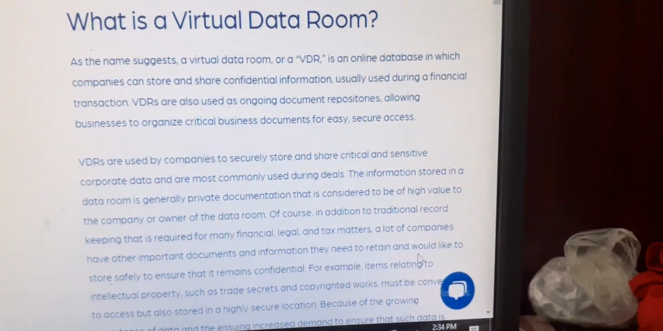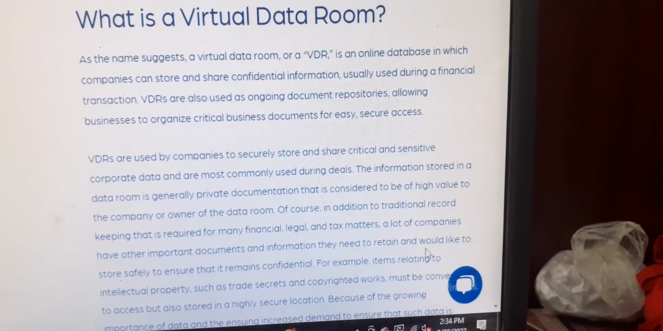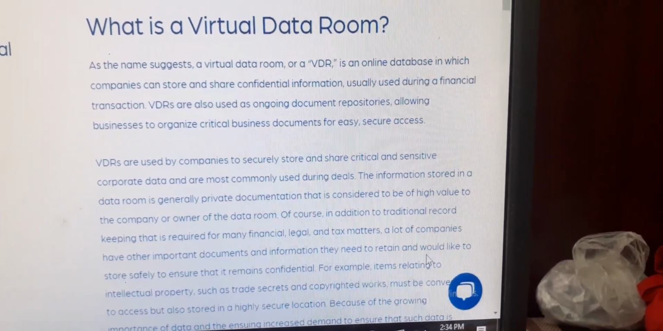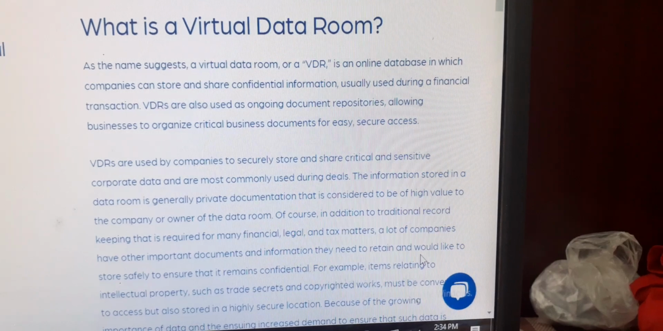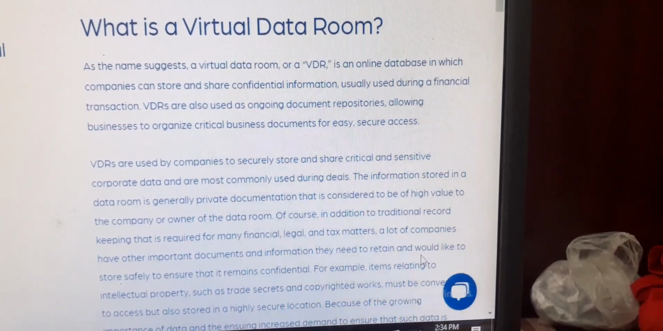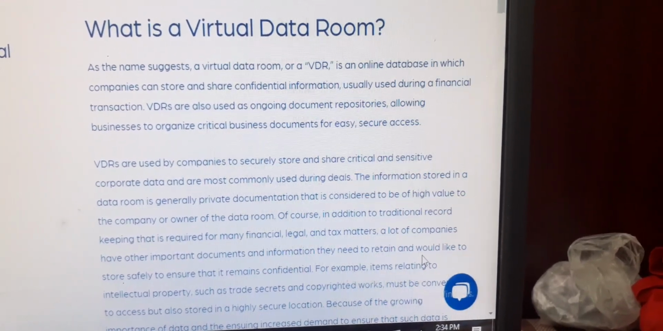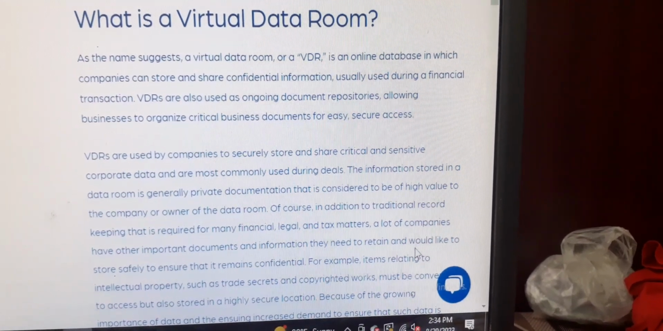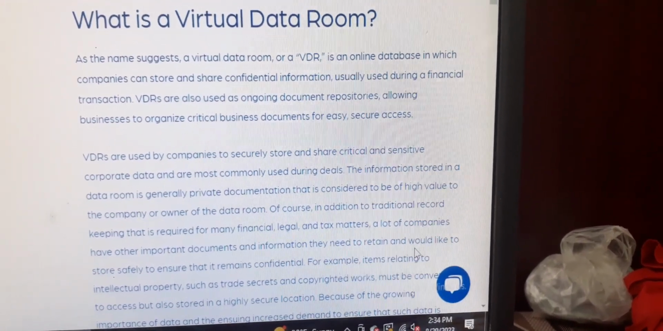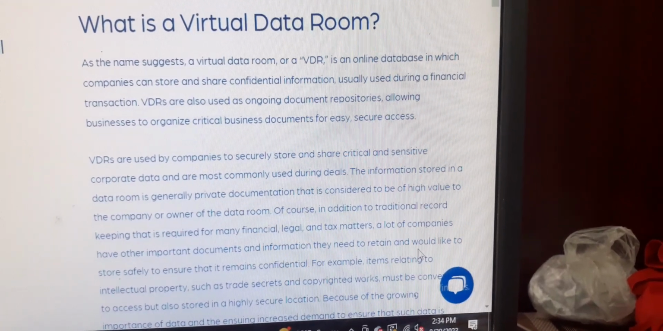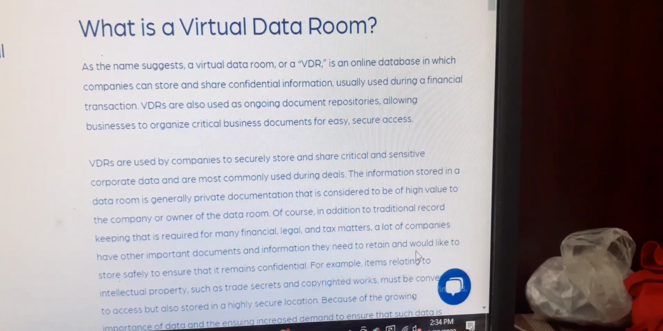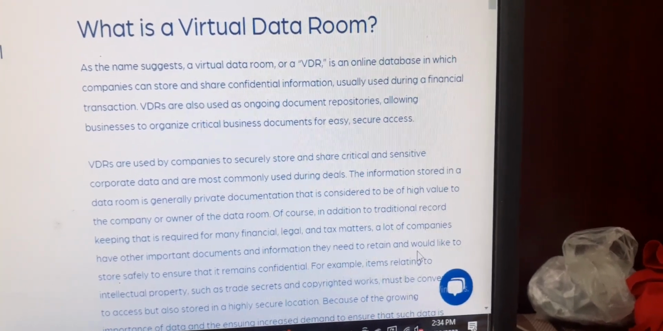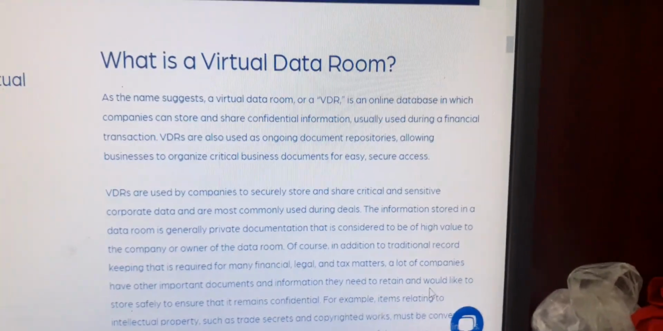It's an online database in which companies can store and share confidential information, usually used during a financial transaction. VDRs are also used as ongoing document repositories, allowing the business to organize critical business documents for easy, secure access.